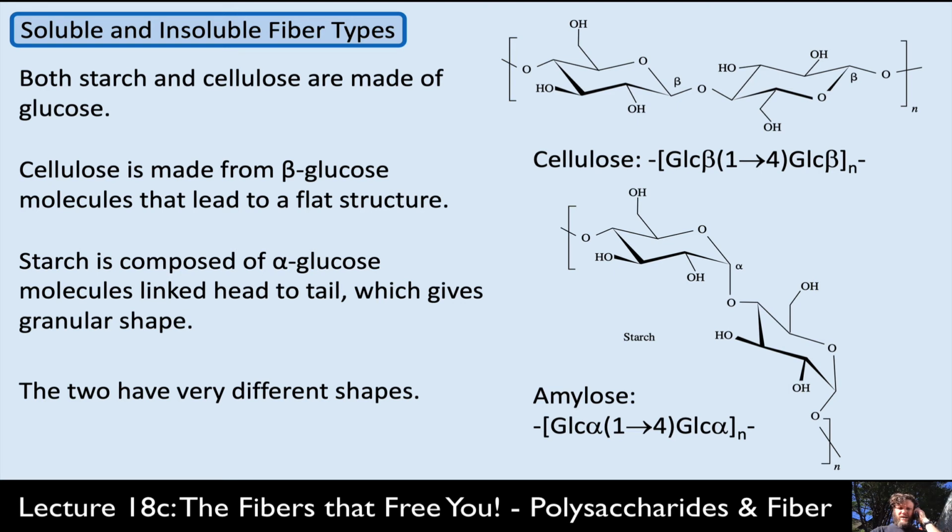The cellulose that's made from the beta-glucose structure leads to a totally flat structure, whereas amylose leads to these spirals, these curves, these helical molecules. Two very different shapes. Please be aware of how just a simple difference in configuration at one of the carbons in this linkage in two otherwise identical molecules leads to profoundly different properties in the foods that we eat.